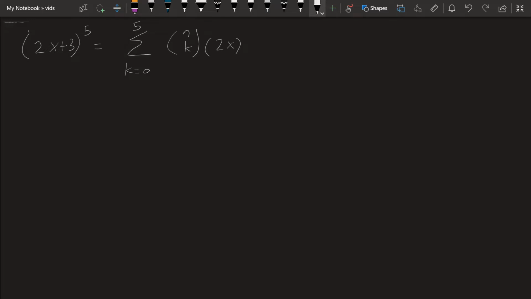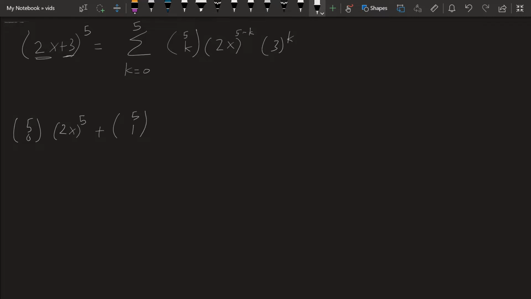Now 2x is our first term, right? 2x is raised to the power of n minus k. Now n is equal to 5, so we can basically substitute these by 5, right? And in this case, b is equal to 3, and 3 is raised to the power of k. Let's expand this. So it's going to be 5 combination 0, 2x raised to the power of 5 minus 0, which is 5, and 3 is raised to the 0. Anything raised to the 0 is 1, right?